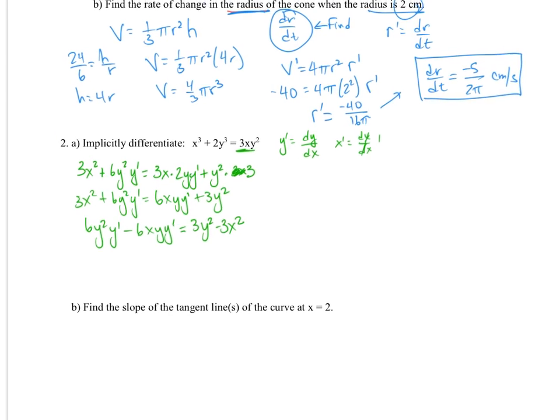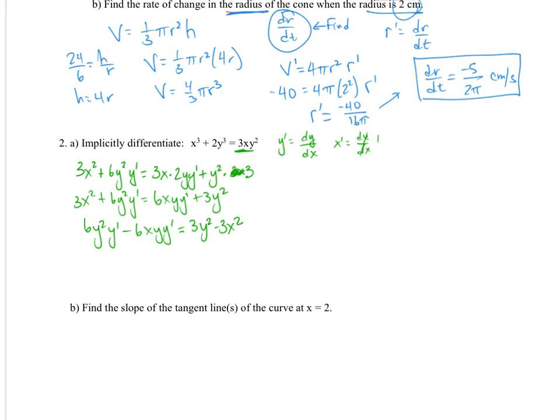So now we'll factor out this y prime. We'll factor out this y prime, and we end up with 6y squared minus the 6xy equaling this 3y squared minus the 3x squared. So y prime ends up being 3y squared minus 3x squared all over 6y squared minus 6xy.